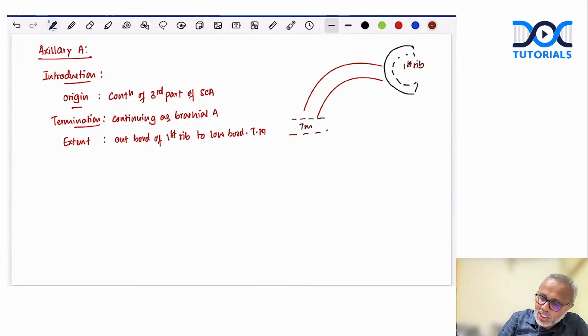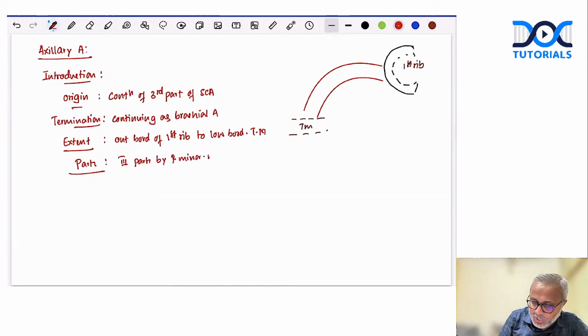Now, what is the next thing that we would write once we have written the extent? Is it divided into parts? Yes, of course, it is divided into parts. It is divided into how many parts? It is divided into three parts, right? Three parts by what? The pectoralis minor muscle.